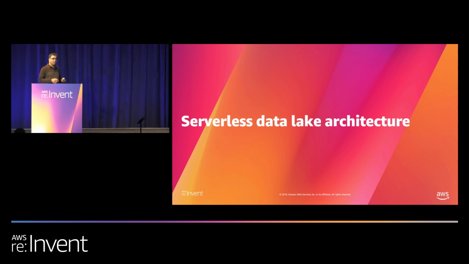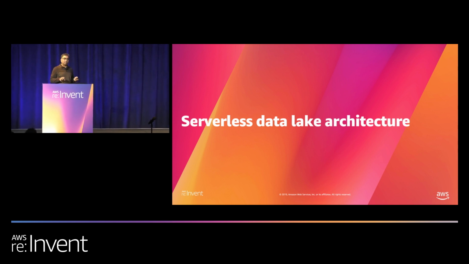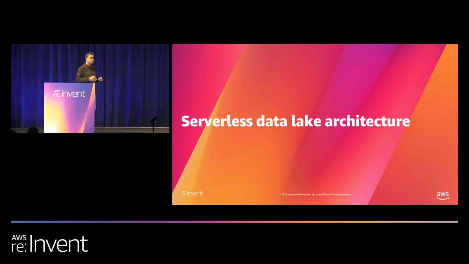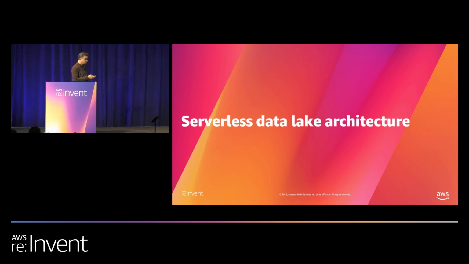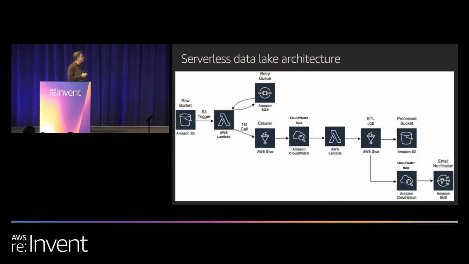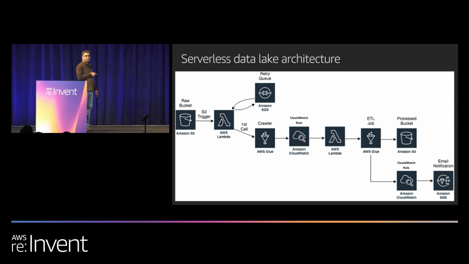So I'm going to show you a quick demo on how to connect all the dots. Now we have gone through AWS Lambda, we have gone through AWS Glue and Amazon S3. So we quickly build a pipeline using all these three services. So this is how the architecture is. There is a blog post on that. The link to the blog post is in the slide deck.